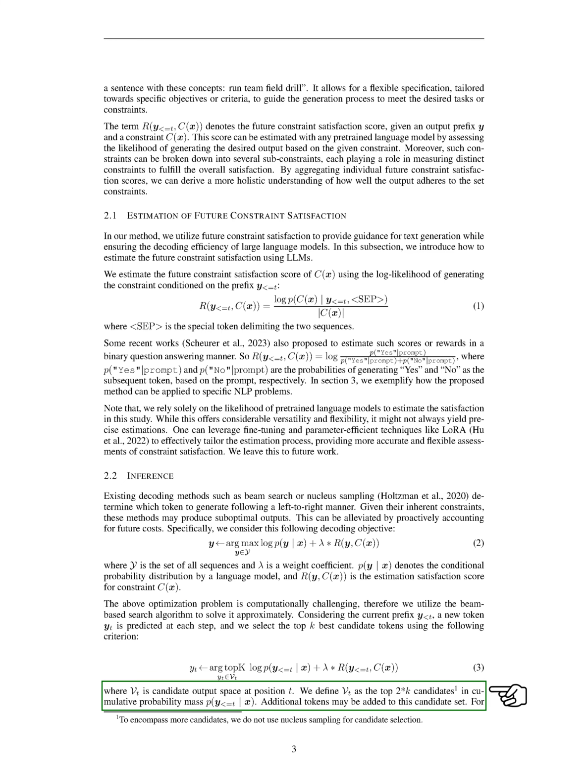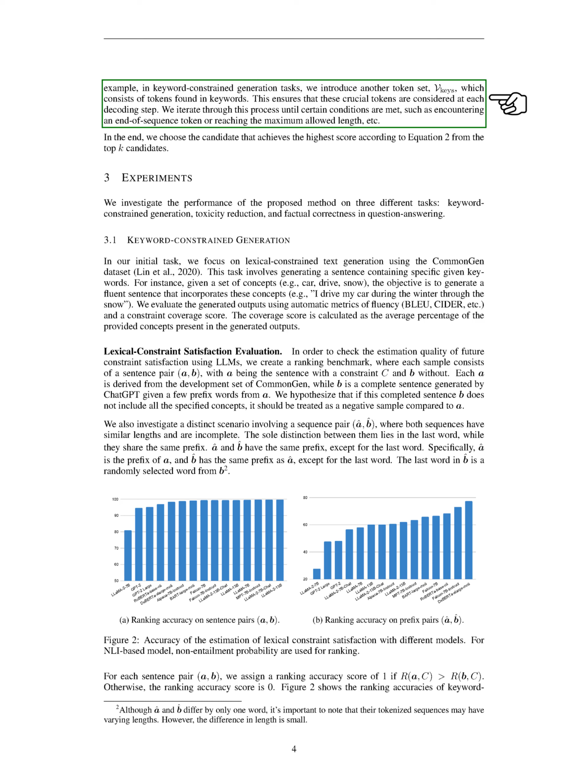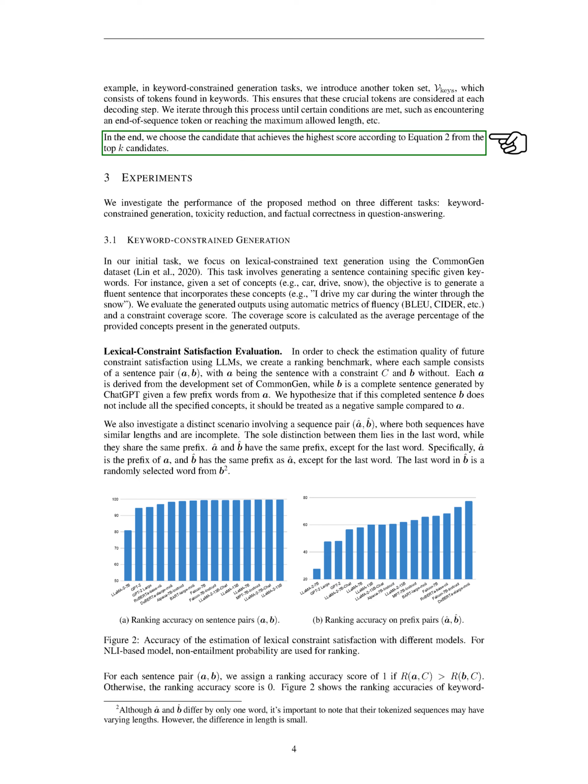Additional tokens may be added to this candidate set. For example, in keyword-constrained generation tasks, we introduce another token set, V_keys, which consists of tokens found in keywords. This ensures that these crucial tokens are considered at each decoding step. We repeat this process until certain conditions are met, such as encountering an end-of-sequence token or reaching the maximum allowed length, etc. In the end, we choose the candidate that achieves the highest score according to the equation from the top k candidates.